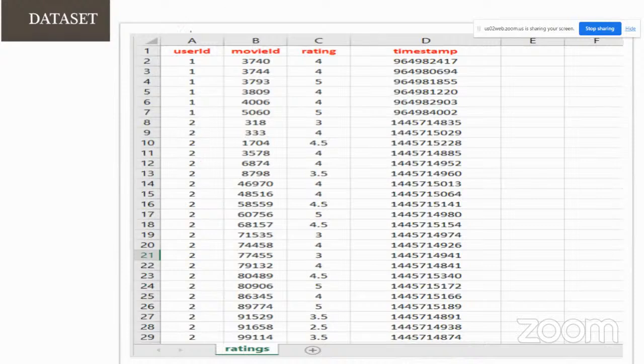So we are considering three main attributes or fields. One is the user ID or username, which we can call the customer ID. The next is the movie ID or movie name, and the rating given by the user to the movie. You can see here the minimum rating is 1 and the maximum is 5. That is the rating scale I am going to assume for this case study.